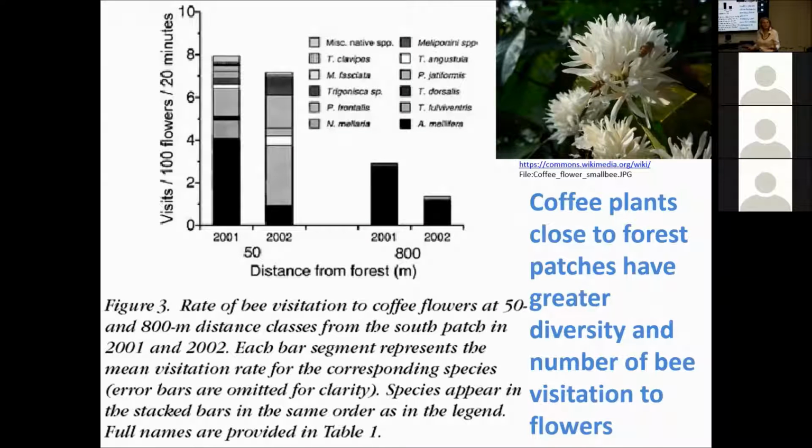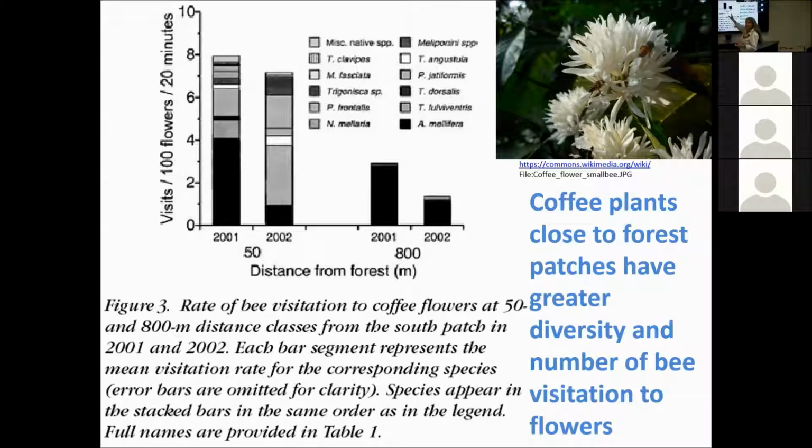So why does it really matter, the size of the patches and how far they're isolated? I apologize for how this got all fuzzy, but here's my point: it might matter in your production landscape. Having that forest nearby, you get the ecological services of those native species. And this is one example of it. You have a coffee plantation out there. You've got some coffee plants that are close to the edge.